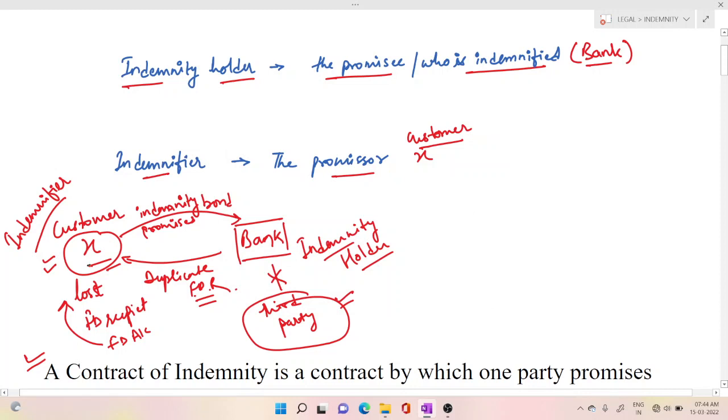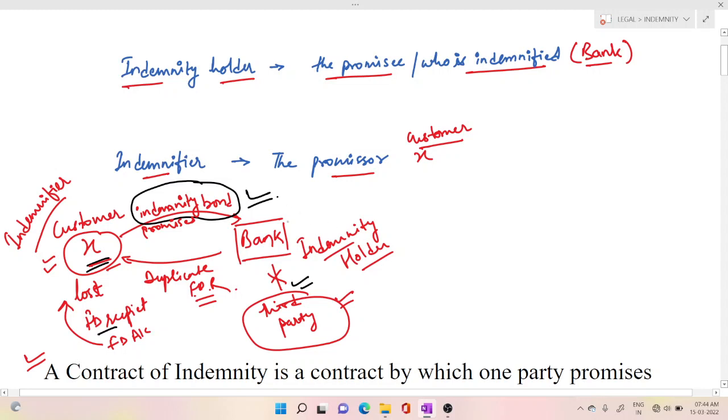Okay, in our example, Mr. X is the customer of the bank. Here, Mr. X lost his fixed deposit receipt. Okay, he comes to the bank and asks for a duplicate fixed deposit receipt. Okay, the bank would ask him to provide the indemnity bond to make the losses good. In case in future, if a third party claims against that particular FD account, the bank can also claim against the customer X as per the terms and conditions set in the indemnity bond.